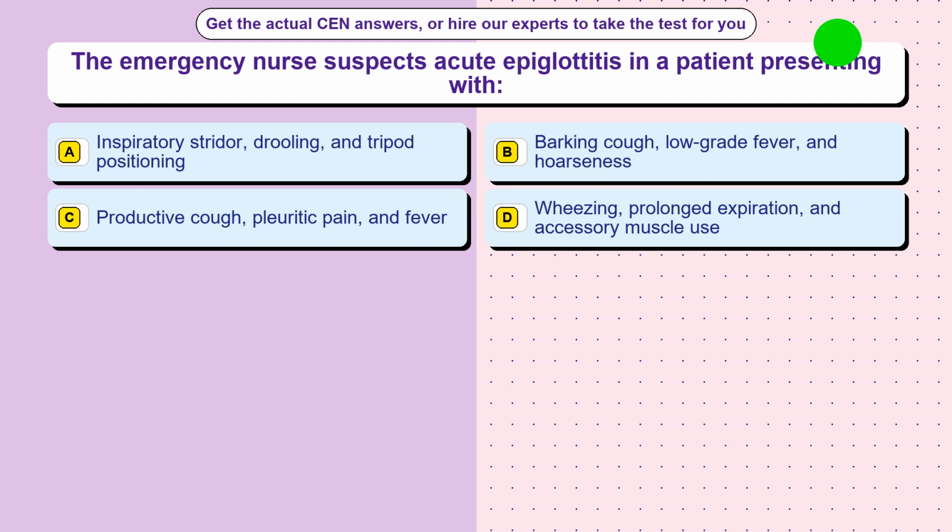Question 97. The emergency nurse suspects acute epiglottitis in a patient presenting with Option A, inspiratory stridor, drooling, and tripod positioning. Option B, barking cough, low-grade fever, and hoarseness. Option C, productive cough, pleuritic pain, and fever. Option D, wheezing, prolonged expiration, and accessory muscle use.